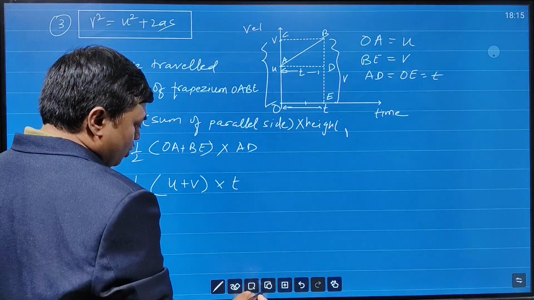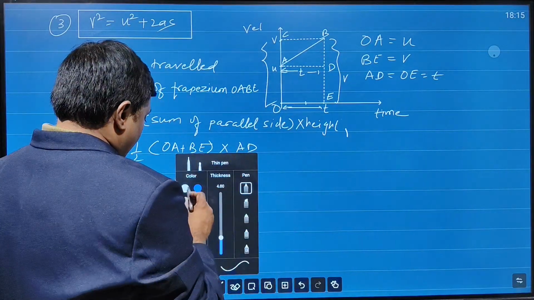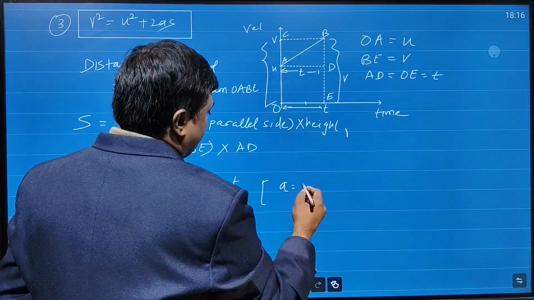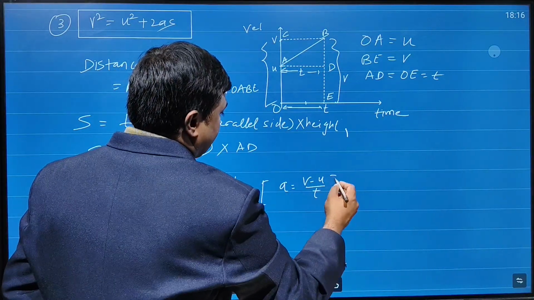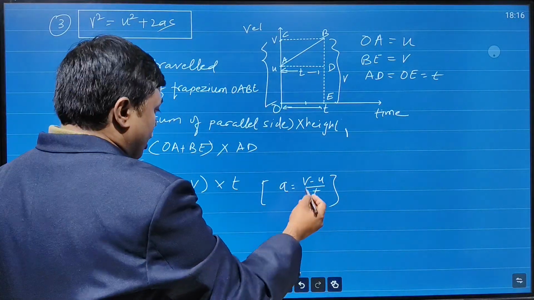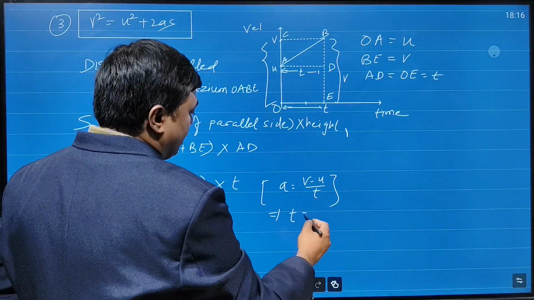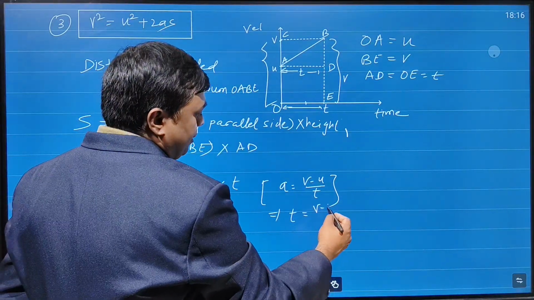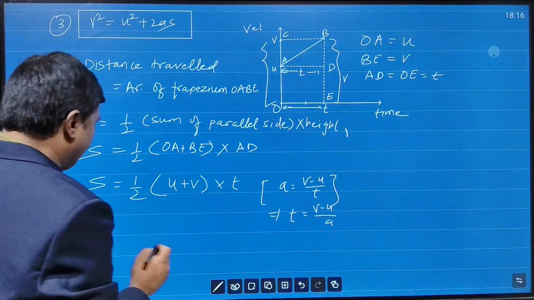Now we have learnt from the first equation, what have we learnt? A is equal to V minus U by T. Am I clear? That is, the acceleration is equal to V minus U by T. And now what can we write from here? T is equal to what? Cross multiply. T you move to the left hand side, A you move to the right hand side. So we can write V minus U by A. So substitute the value here.